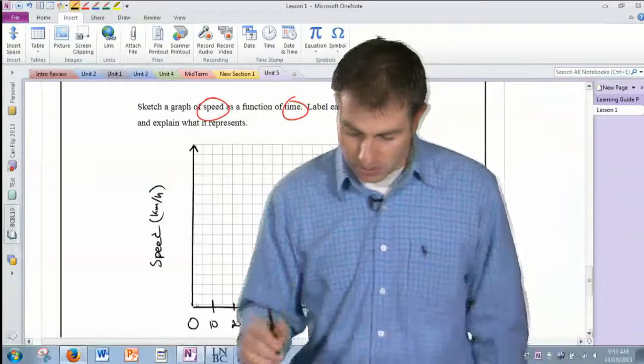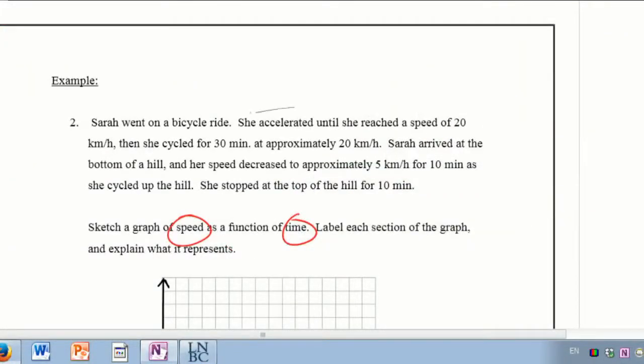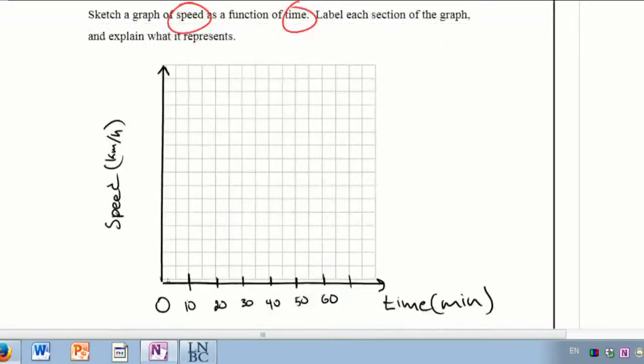We need to do the same thing with our speed now. So you accelerated until she reached 20. I guess we're assuming she starts at rest. So she's going to 20. And then at 20 kilometers an hour again, 5 kilometers an hour, and then stopped. So the maximum speed we're reaching is 20. So that means I want my speed to have 20 somewhere in this area, trying to maximize the space there.